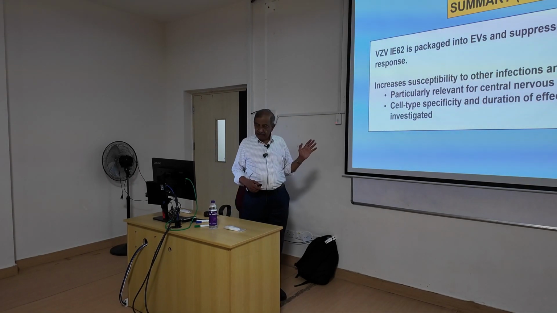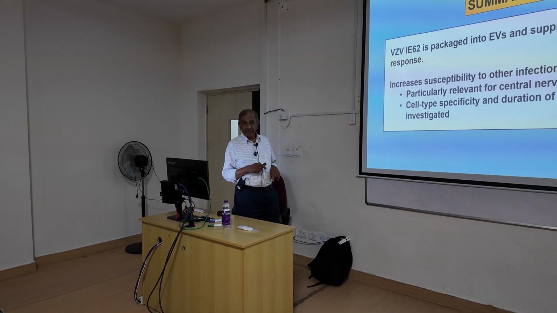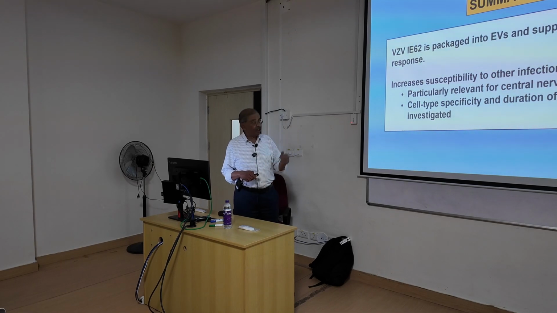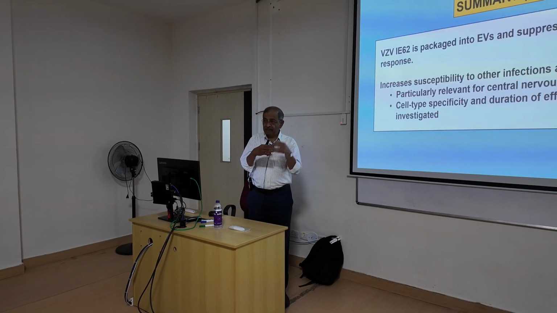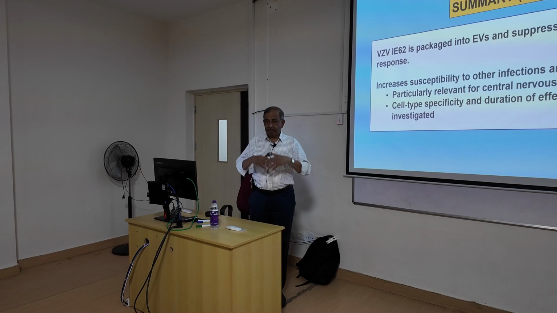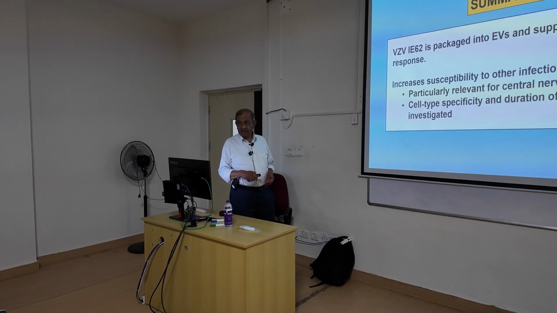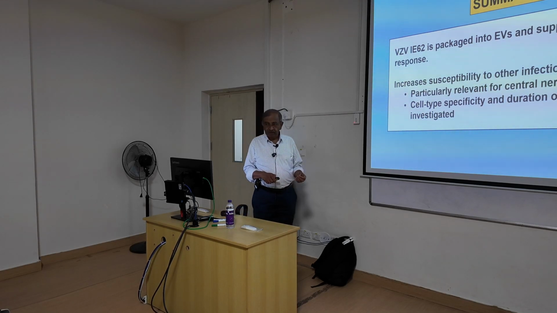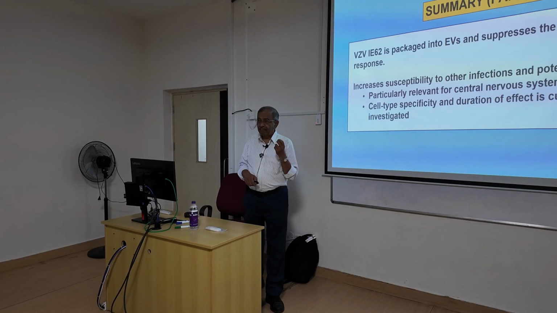So, to end the talk, what I've told you today is IE62, or immediate early 62, is packaged into EVs, suppresses the antiviral response, and it increases the susceptibility to other infections. Like when we put that, herpes simplex was able to come and really produce a big infection. Particularly relevant for central nervous system invasion and cell type specificity. Some exosomes are specific to one organ. These are really fascinating things.